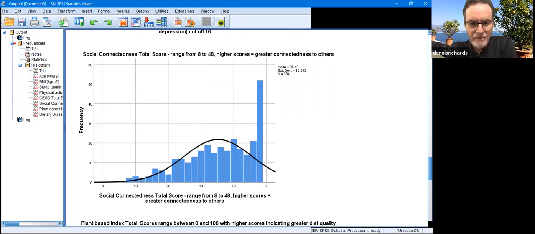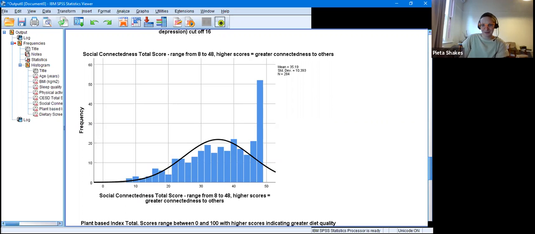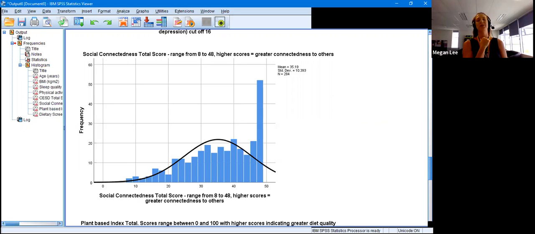That's great. And during COVID. My depressive symptoms would be higher with more social connectedness. You're introverted.